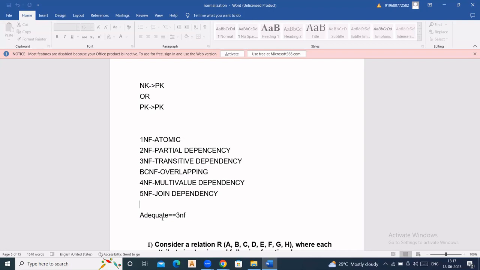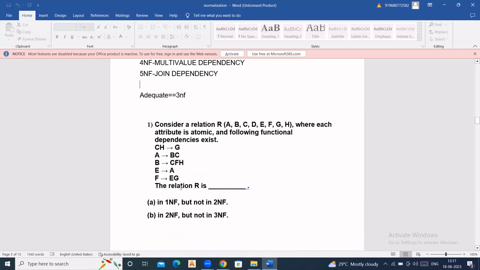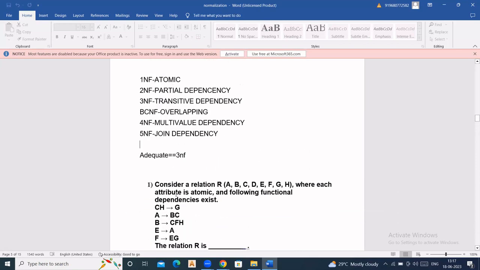So there is no engagement. PK to NK is not included. No need to check for 3NF. Written? Yes, ma'am. Ma'am, this means no partial dependency, right? And no transitive dependency in 3NF. I told you, these are the keywords. In your notes, add all of these.